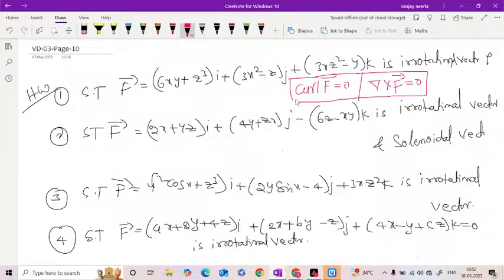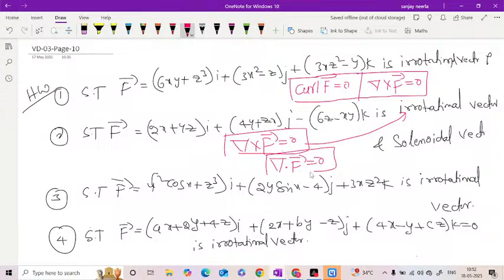Next one, come to the second problem. The second problem is the same, but in this problem I have given one more question: show that it is an irrotational vector and also prove that it is solenoidal. That means you have to prove that del cross f must be 0, which is related to the irrotational vector, and del dot f must be 0. So for this problem these two conditions must be satisfied. That means the given vector is both irrotational as well as solenoidal.